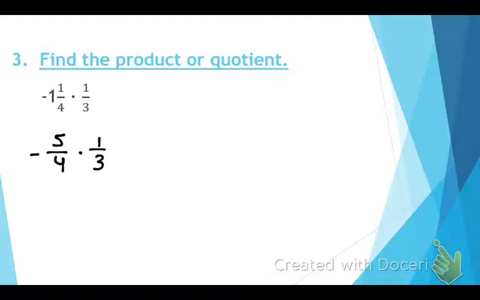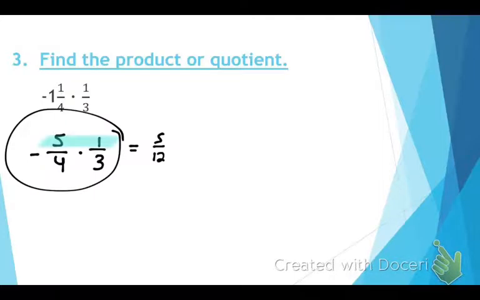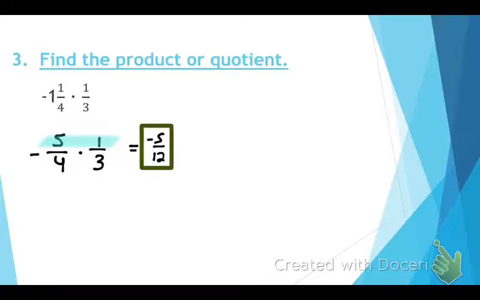Is there anything I can cross-reduce? No. So now we just multiply numerators together. 5 times 1? 5. And then multiply the denominators together. 4 times 3? 12. Going back to the original problem, a negative times a positive always equals a negative. Check your boards. Make sure that you have the correct answer now. Go ahead and show them to me.